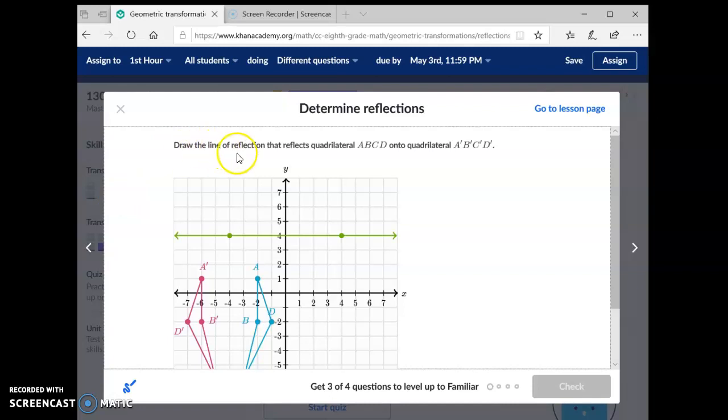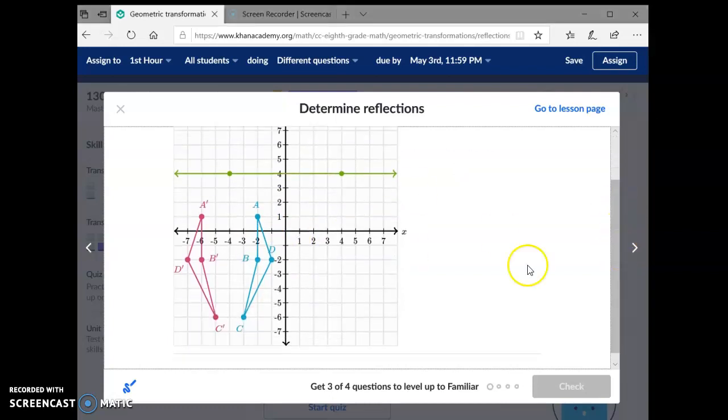It says, draw the line of reflection that reflects quadrilateral A, B, C, D onto quadrilateral A prime, B prime, C prime, D prime. Okay, so I have two shapes here. So where do I need to put this line to show the reflection? Well, I'm going to put it right in the center.